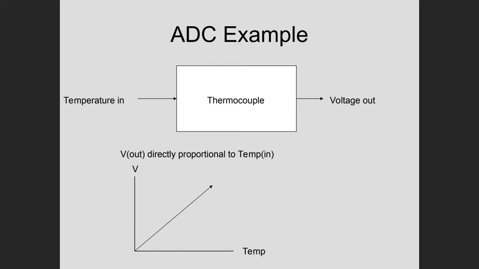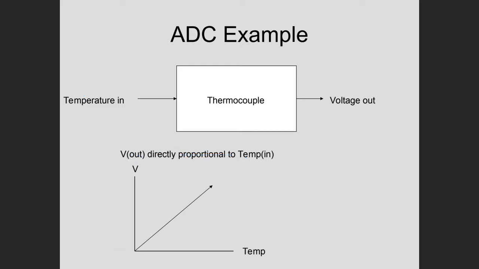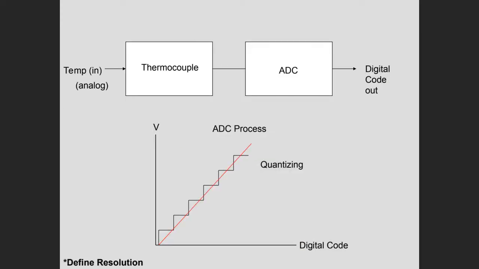This thermocouple might have a transfer function that looks like this. So on the input over here, we're putting in temperature. And what we do is we get an output of a voltage. And this is a linear transfer function. This is linear. And so if you have that, maybe what we can do then is we can take that function and we can actually sample.